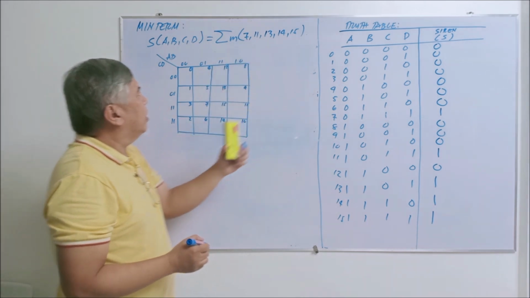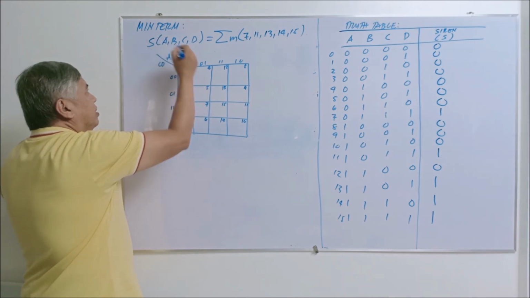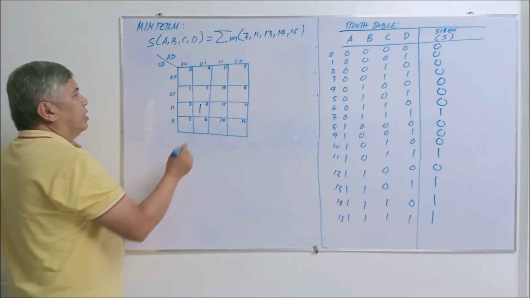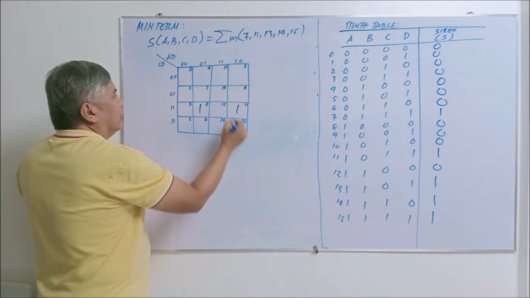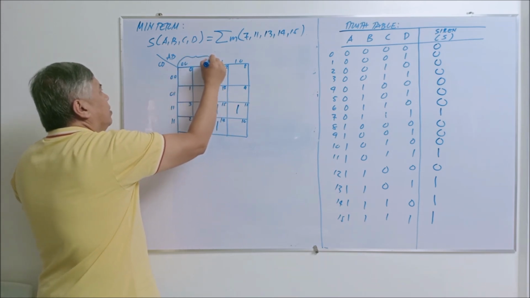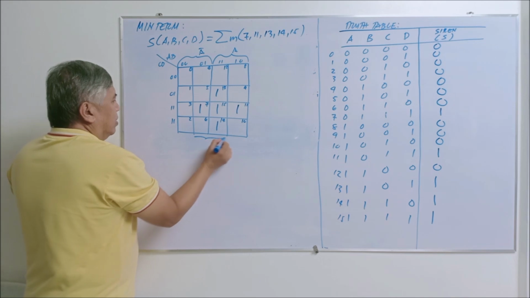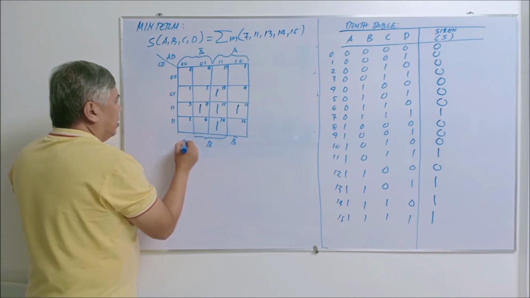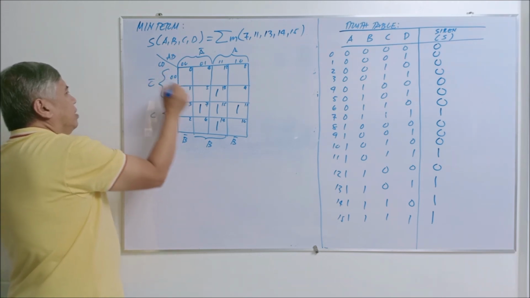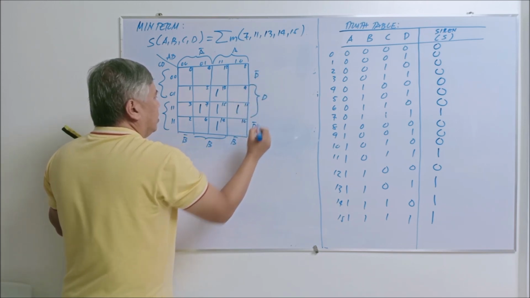Then we locate our min terms into our map. So you have 7. Since this is a min term, sum of product expression, we put a 1 in the cell. Then you have 11, 13, 14, and 15. We know that this area here belongs to A bar. This is A. This is B, B bar, B bar. C, C bar. D, D bar, and D bar.